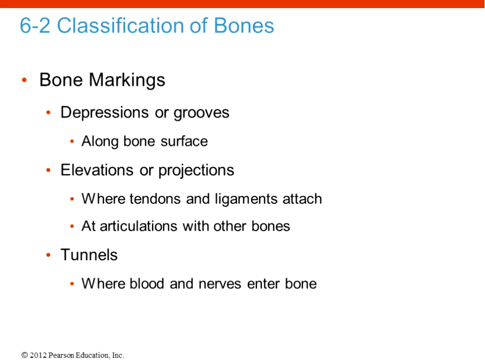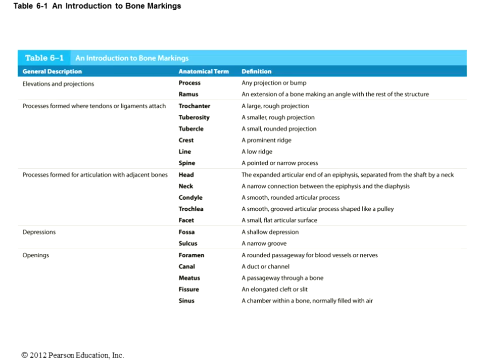So those are different bones based on shape. Now, some other ways we can look at bones, and these are important because you'll be learning all these bone markings when you do your anatomy stuff. And bone markings are either depressions or grooves or elevations or tunnels that we see on a bone. And you can look, there's a nice listing in this table of all of the different types of bone markings.